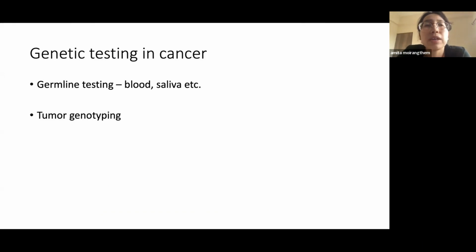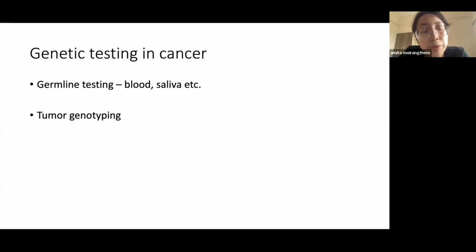So if we talk about genetic testing in cancer, broadly, we have two categories. One is germline testing and another is tumor testing. When we talk about genetic testing, most of us by default mean germline testing, or testing in the blood to determine whether the individual already has a mutated gene from birth.